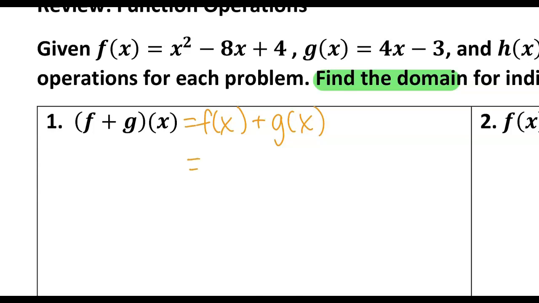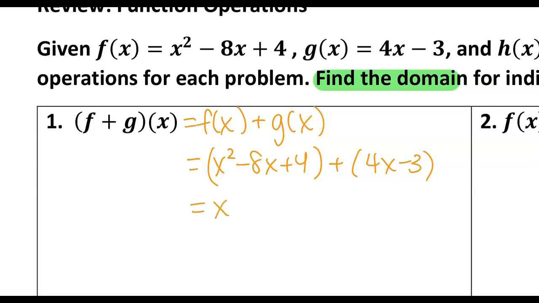Okay, so the f of x function is x squared minus 8x plus 4. You can put that in parentheses. It's not going to hurt your answer. Plus g of x, which is 4x minus 3. I usually suggest my students plug things in using parentheses so you don't make a mistake. From here, Maria, is there anything I need to distribute at all? No, there's nothing I need to distribute. So I can drop the parentheses.